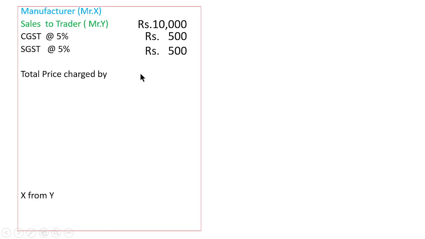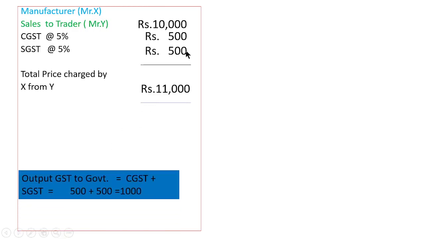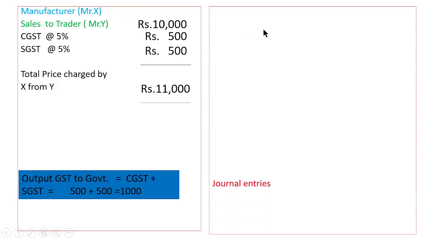Total price charged is 11,000. 10,000, 500, 500, so total 11,000. In this, 1,000 is output GST, meaning the manufacturer's liability towards the government, that is output GST, CGST 500, SGST 500, total 1,000. So journal entries in the books of Mr. X, the manufacturer's books. First is sales, the sale amount is 10,000, CGST liability is 500, SGST liability is 500. So this is output CGST, output SGST.